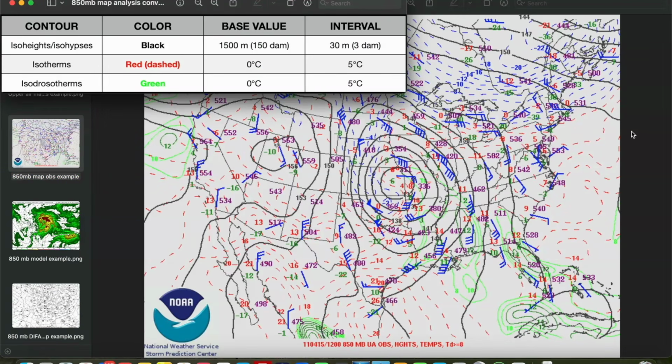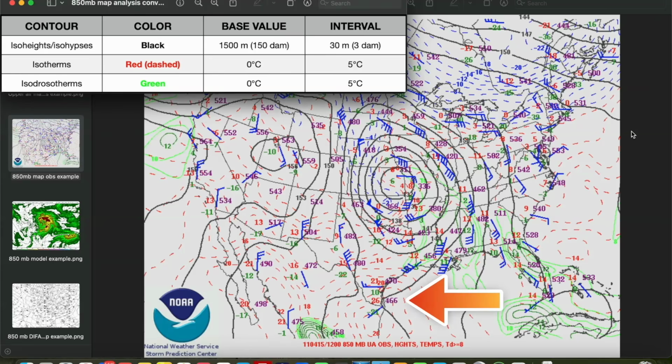As with every upper air map, there's a standard set of conventions used when analyzing an 850 millibar map by hand. Geopotential height contours, isoheights or isohypses, are drawn in solid black every 30 meters, or 3 decameters, with a base value of 1500 meters, 150 decameters. So you draw in 1470 meters, 1440 meters, 1530 meters, 1560 meters, and so on.